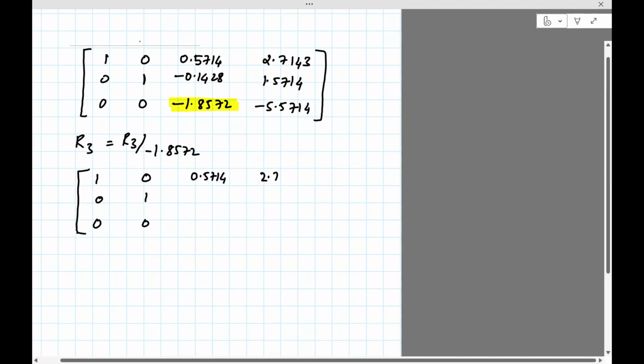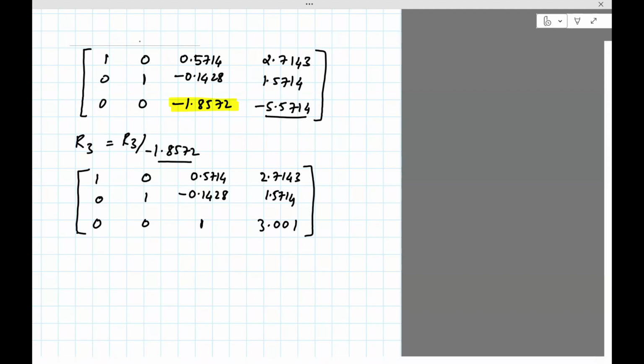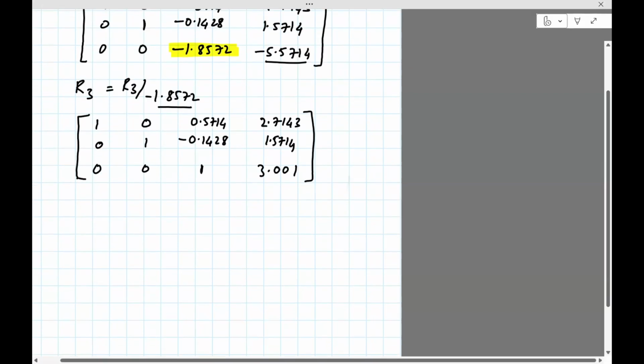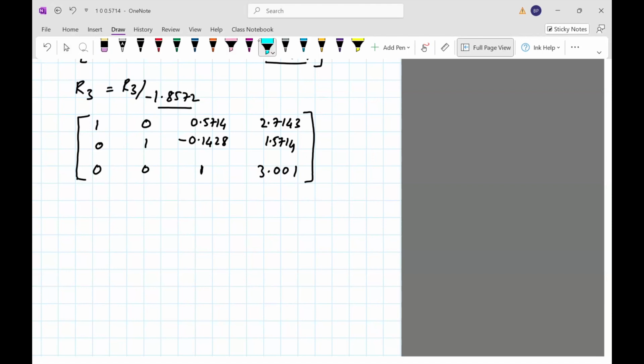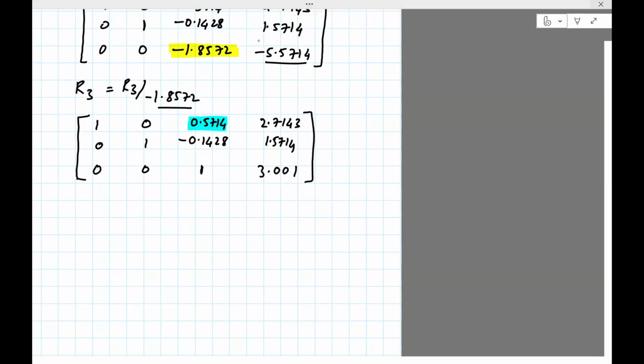1 0 0, 1 0, 0.5714 unaffected, 2.7143 unaffected, 0.1428 unaffected, 1.5714 doesn't get affected. And then I have a 1 here because I divided by 1.8572. And then I divide 5.5714 by that, I get 3.001. Okay, now the final thing I need to do is create a 0 here and create a 0 over here.